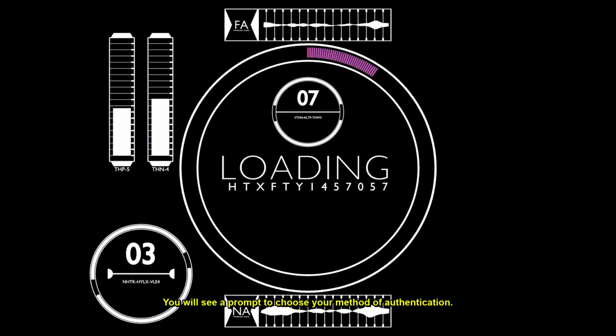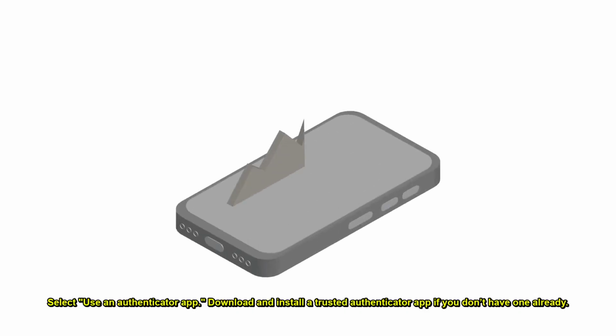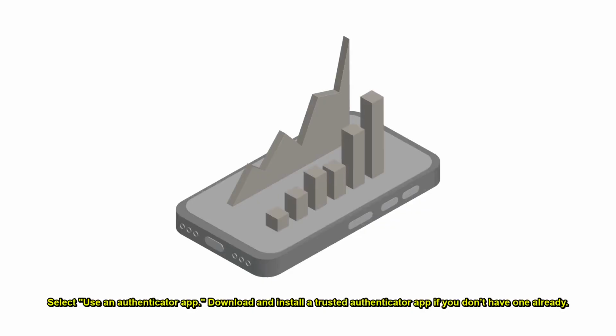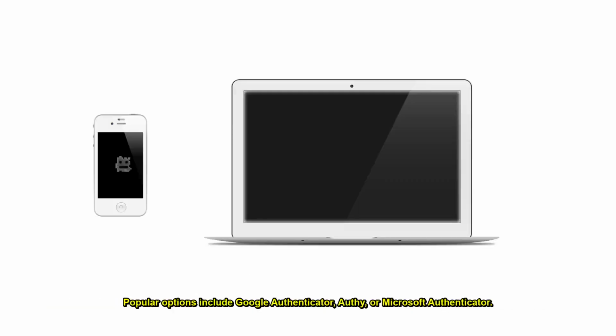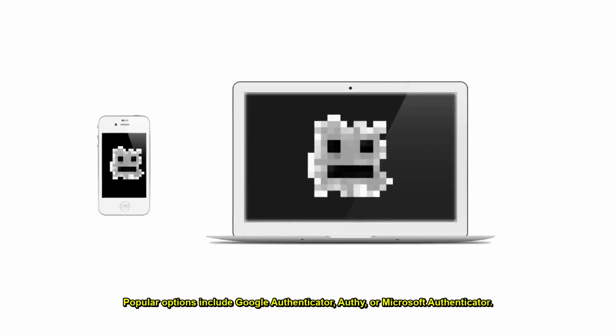You will see a prompt to choose your method of authentication. Select Use an Authenticator app. Download and install a trusted Authenticator app if you don't have one. Popular options include Google Authenticator, Authy, or Microsoft Authenticator.